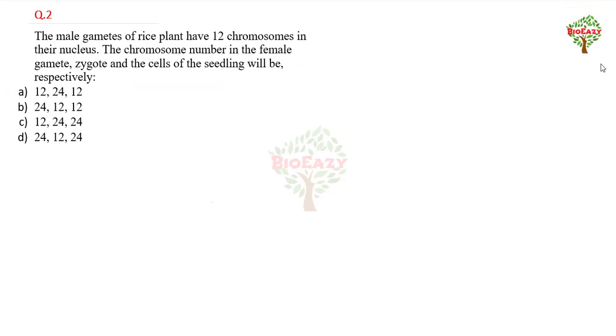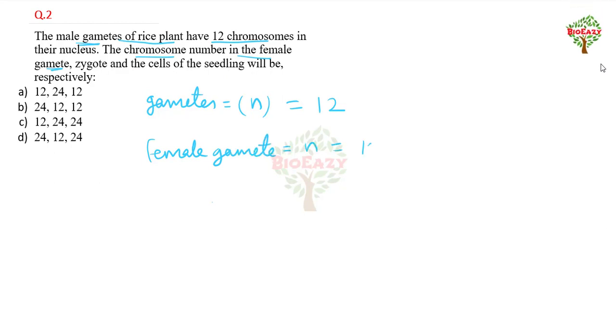Next question is, the male gametes of a rice plant have 12 chromosomes. Now here we can see the male gamete. So gametes are haploid in nature. So here n is equal to 12. Next is the chromosome number in the female gamete. So we all know that the female gamete is also haploid. So here n is equal to 12.